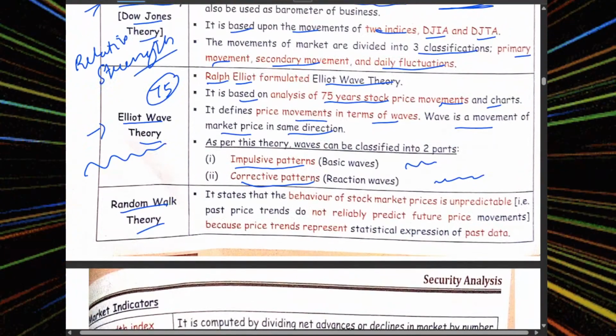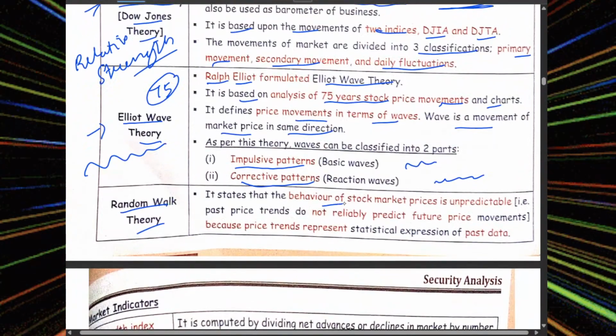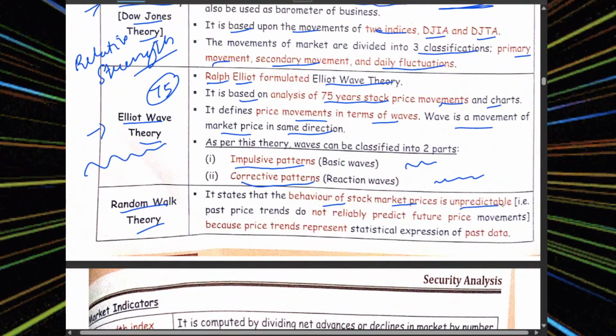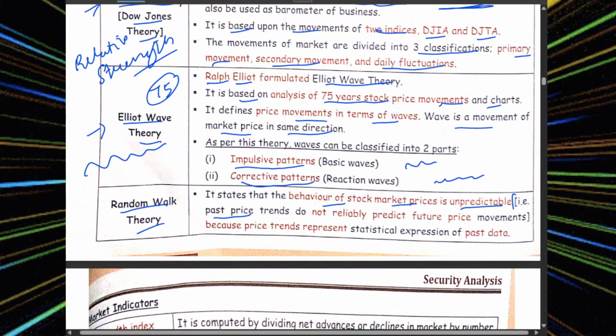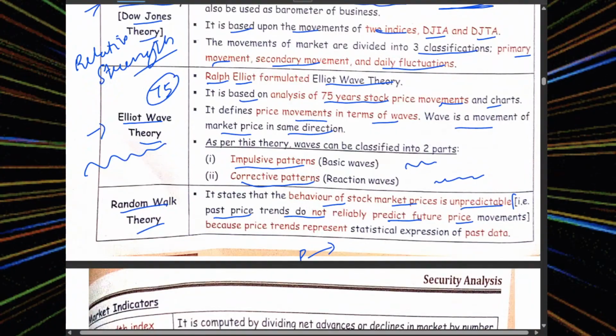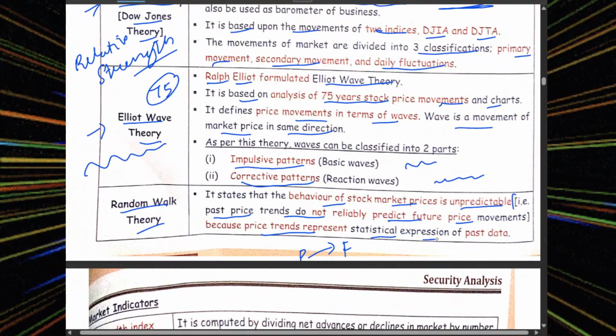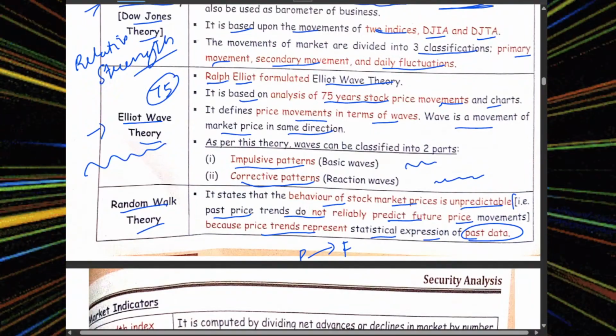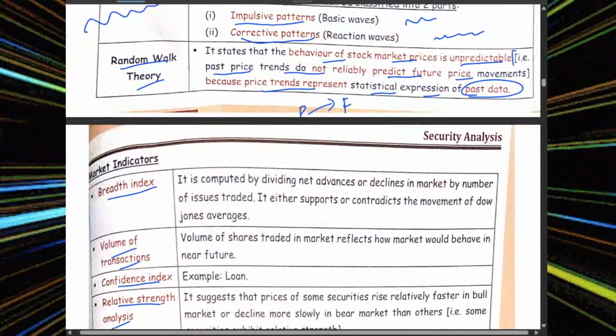In random walk theory, what is that? It states that the behavior of stock market price is unpredictable. The past price trend does not reliably predict future price movement. So the past does not say what the future is, because the price trend represents a statistical expression of past data. So you can't believe in past data. Then comes the random walk theory.